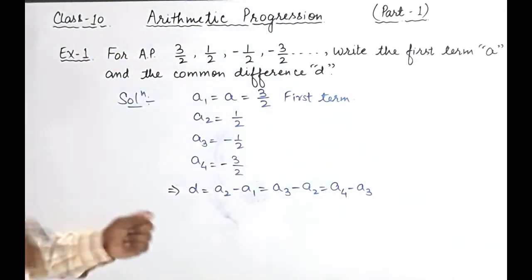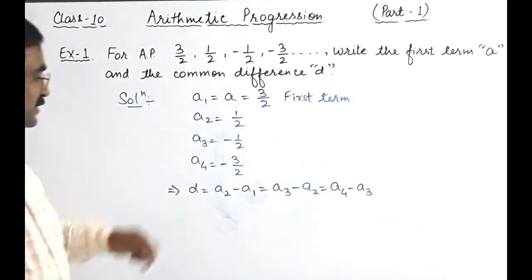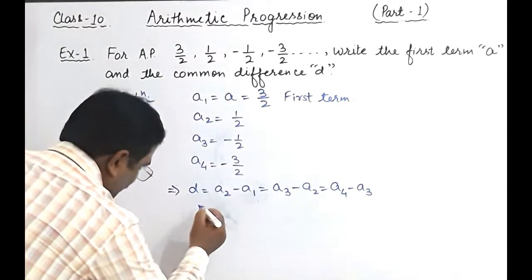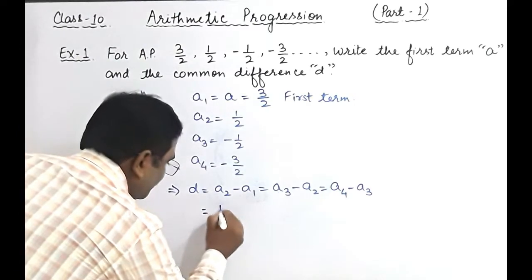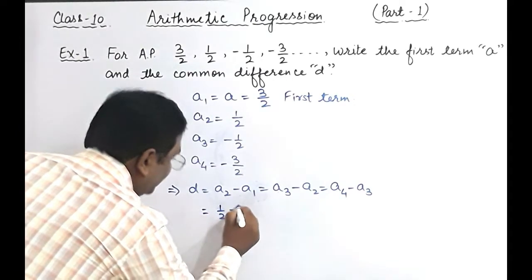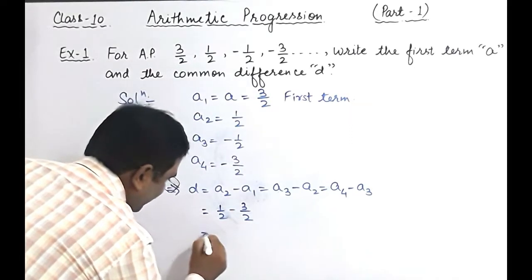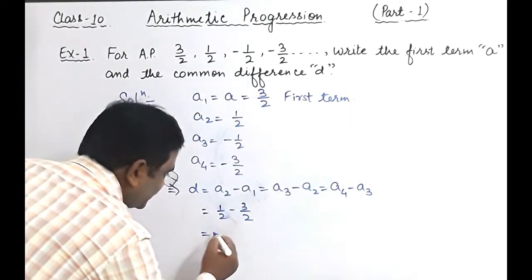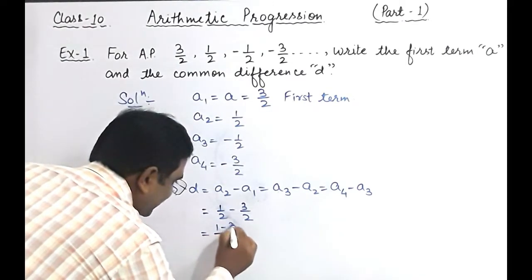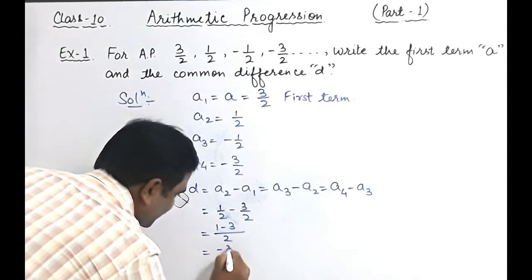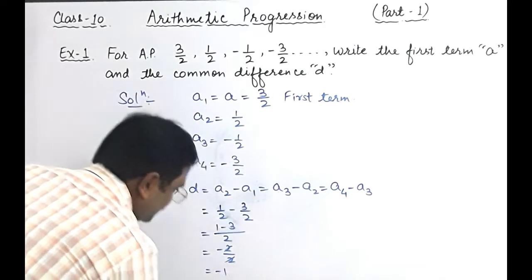And the value of this should be the same, constant. So let us find it. The common difference is a2 minus a1, where the value of a2 is 1 upon 2 and a1 is 3 by 2. When you simplify it, as the denominator is the same, you will get 1 minus 3, that is minus 2 upon 2, which is equal to minus 1.